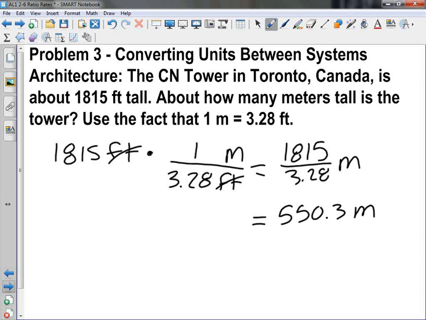Like that? Okay. So we get about 550 meters. All right, 550 meters. Any question over that one? Okay.